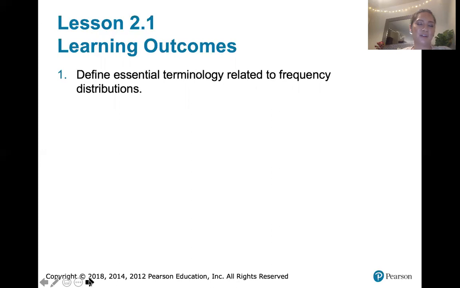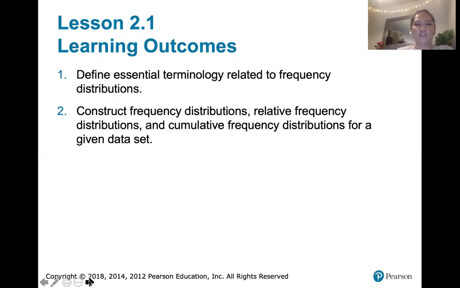So we'll look at lower class limits and upper class limits. We'll look at class midpoints and all of these things for a particular distribution. Then our second learning outcome is to be able to construct frequency distributions. Now, most of the time, technology is going to construct frequency distributions for us, but it's really important that we understand how technology is actually doing that.